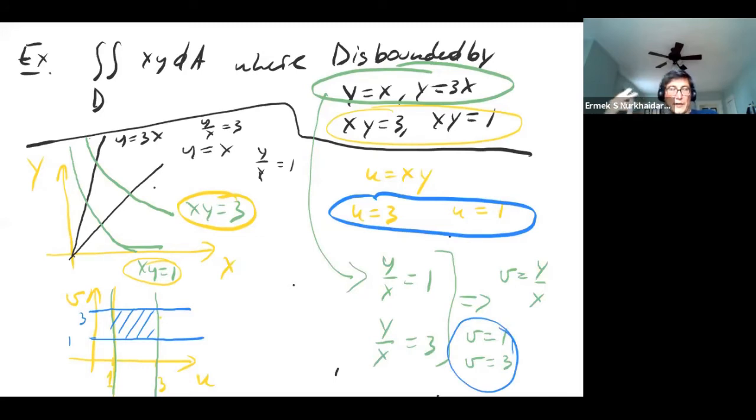So instead of having a complicated region, which was given to us by straight lines and hyperbolas, we moved it into a simple one, which is now a rectangle. Okay, now let's calculate the Jacobian of it. I'm not going to be calculating the Jacobian from x, y to u, v itself. I'm going to be calculating the Jacobian going from u, v to x, y.